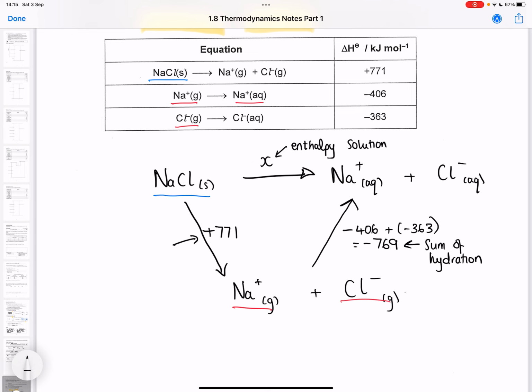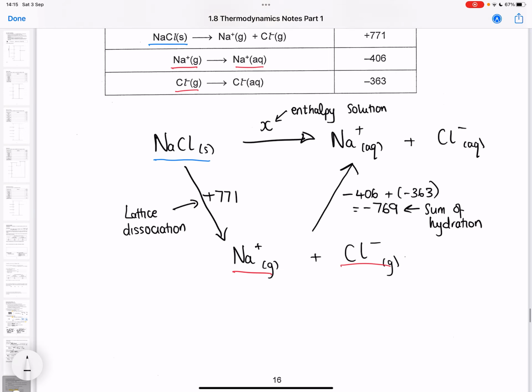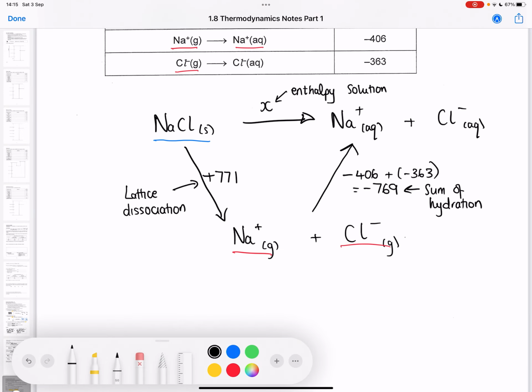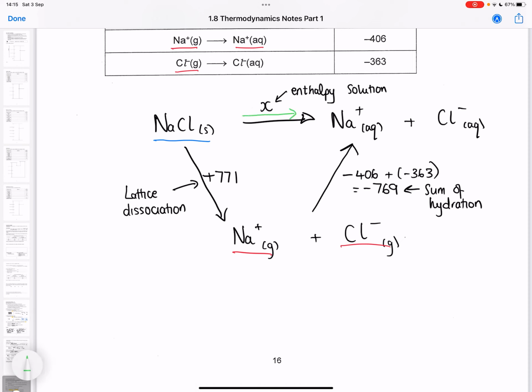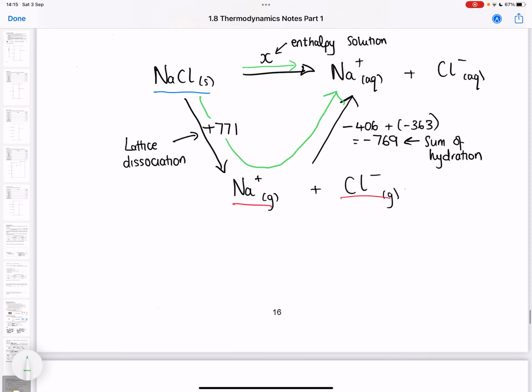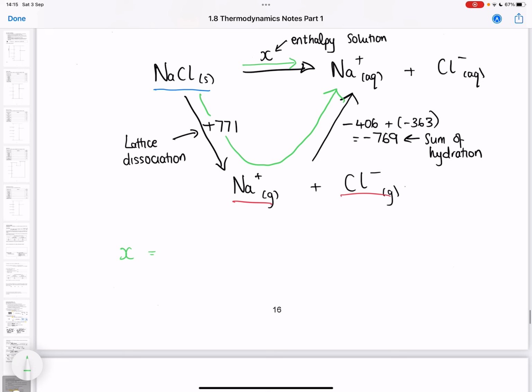This side, we were turning a solid into its gaseous ions. This was lattice dissociation. So remember what we said? To make a solid dissolve, we need to break the lattice, then hydrate the ions. So then we're going to apply Hess's law, which says it doesn't matter how we get from A to B. So we could go the short way, following X, the thing we're trying to find, or we could go the long way around. We're going to say that X, I'm going to follow the first arrow, plus 771, and I'm going to follow the second arrow, minus 769.